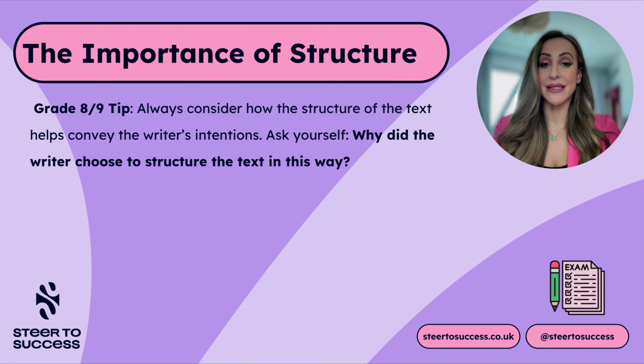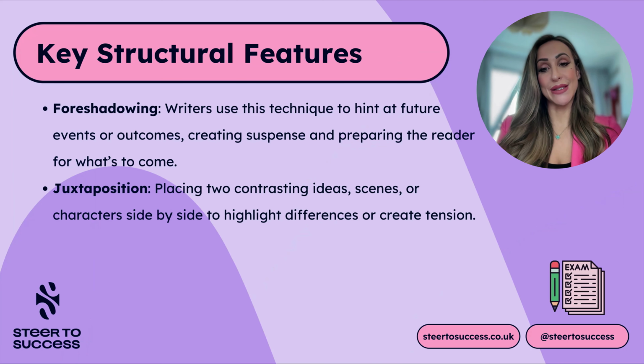Things don't happen by accident, and it's our job to analyze those things. So, key structural features, to give you some further ones in a little bit more detail. Foreshadowing: writers use this technique to hint at future events or outcomes, creating suspense and preparing the reader for what's to come. Juxtapositions are placing two contrasting ideas, scenes or characters side by side to highlight differences or to create tension.